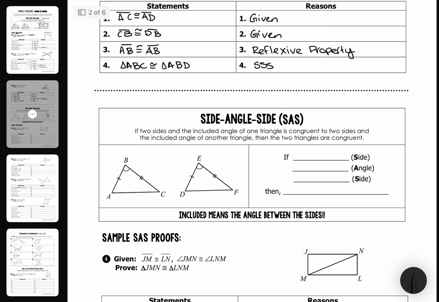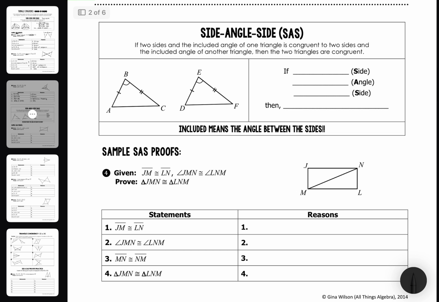All right, let's move on to some more side-angle-side. So remember, this postulate states that if 2 sides and the included angle, included is a keyword here, of one triangle are congruent to 2 sides and the included angle of another triangle, then the 2 triangles are congruent.